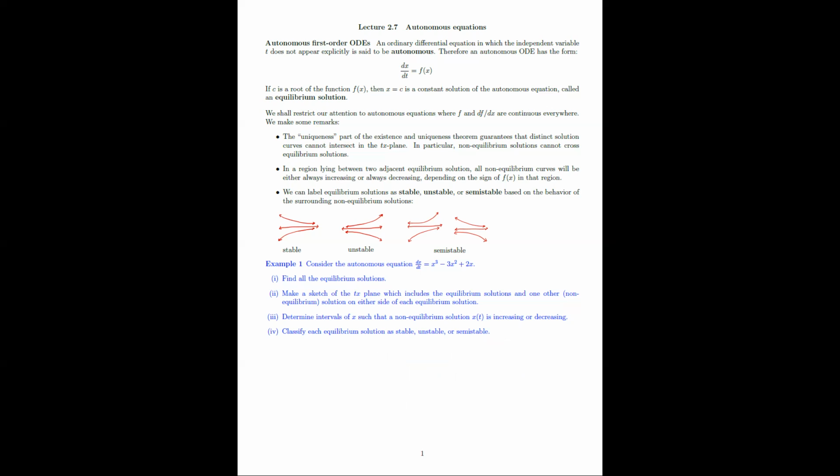And that's not true for just non-equilibrium solutions and equilibrium solutions. Any two non-equilibrium solutions cannot cross each other either. Another way to put that is that if any two solutions do have an intersecting point, it turns out they're the same solution, so they actually intersect everywhere.